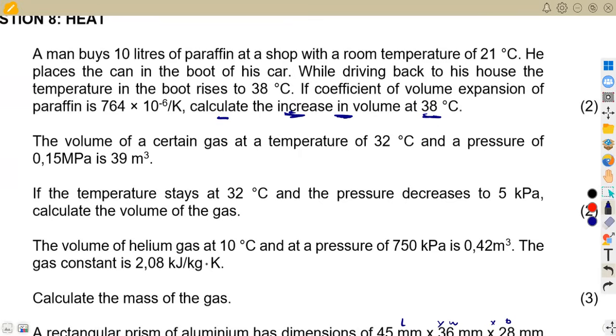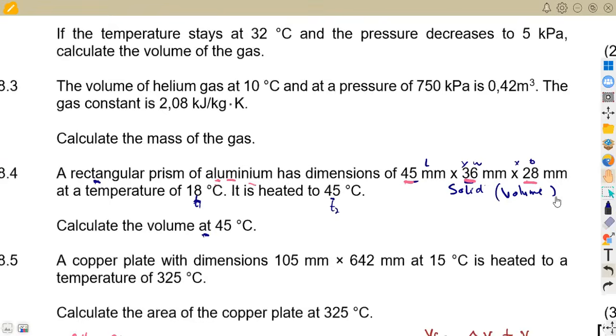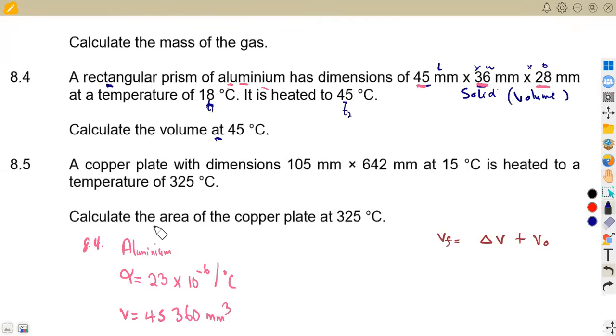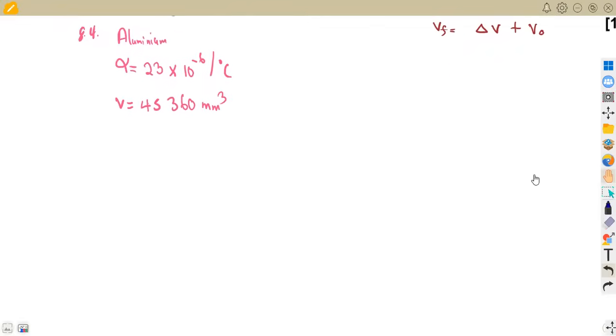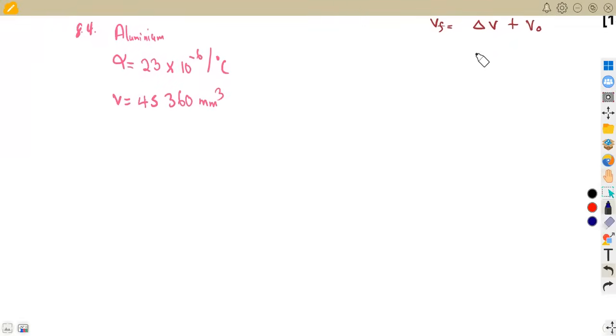The volume, that is the final, just like this question here, which is calculate the area of copper at that temperature. This is the final area, not the change in area. What is going to be the final area, meaning we are supposed to add. So in this case, we need the final volume, not the change in volume. But in order to have the final volume, you need the change in volume.